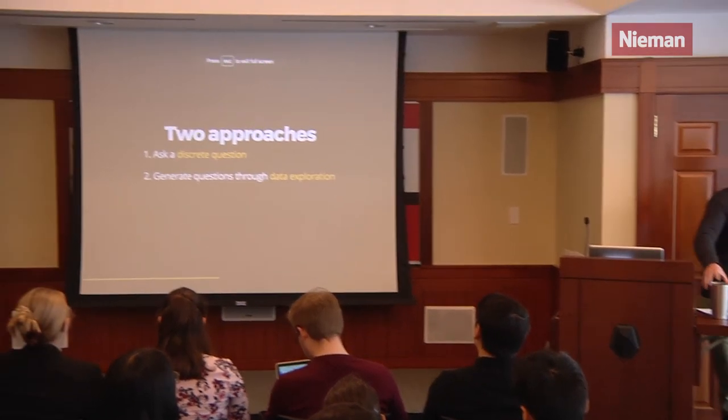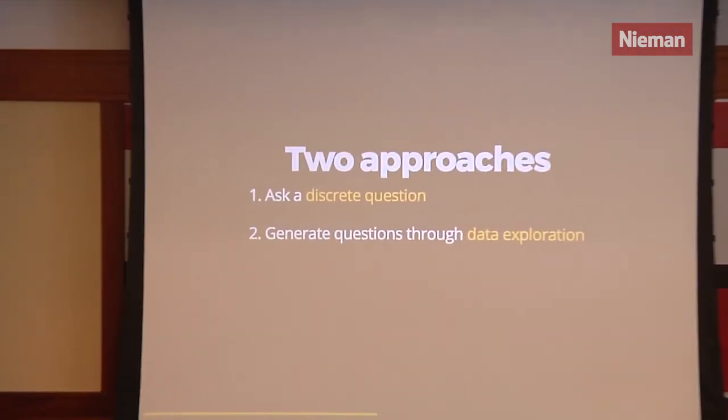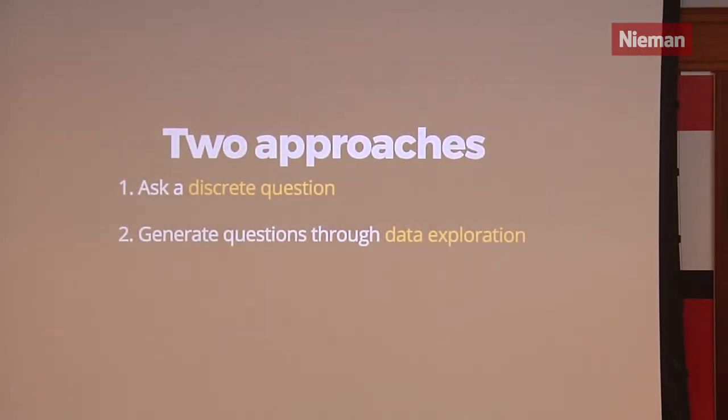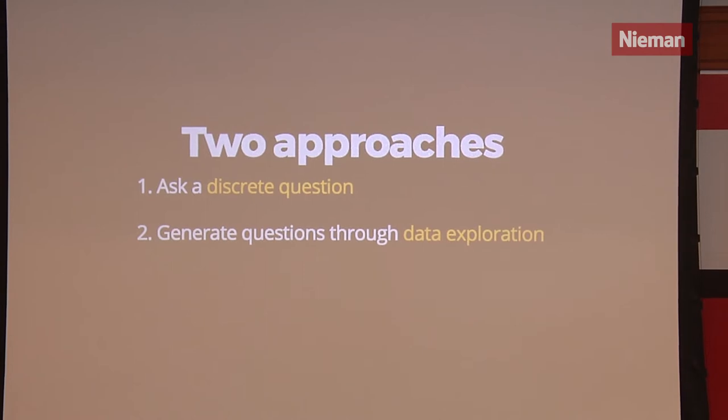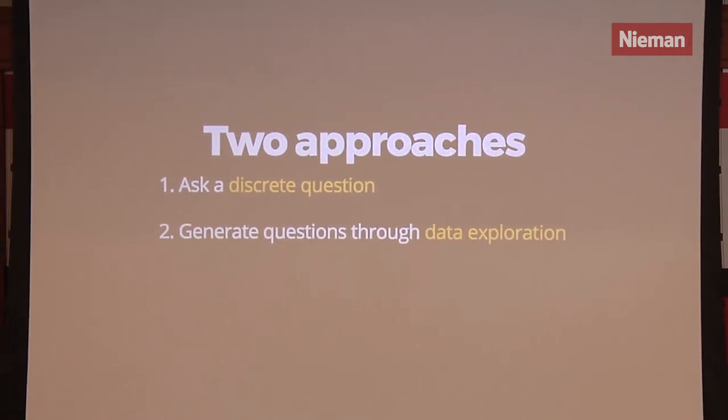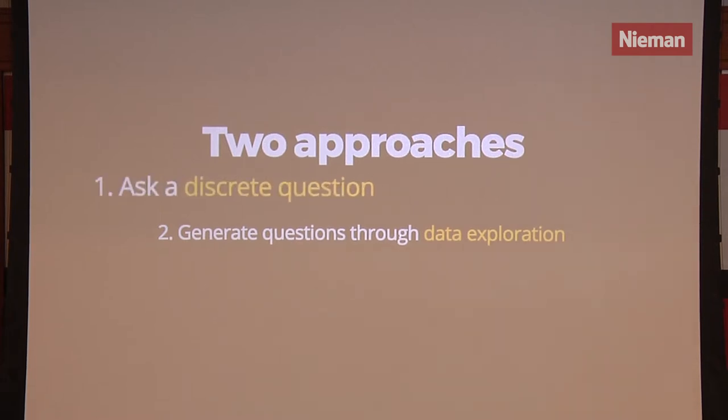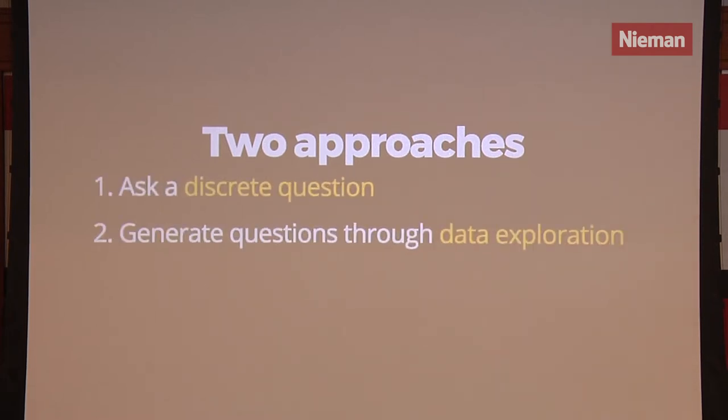So generally when I'm approaching a story, I'm coming at it from one of two different directions. Either I've got a very discrete question. You can imagine with the super family story in the New York Times, they started with this question of how many families are among the top donors, and is that a small enough number to make a worthy story out of? So maybe they asked a discrete question, and we're trying to find a data set that can help us answer that. The second approach is to actually generate questions through data exploration.